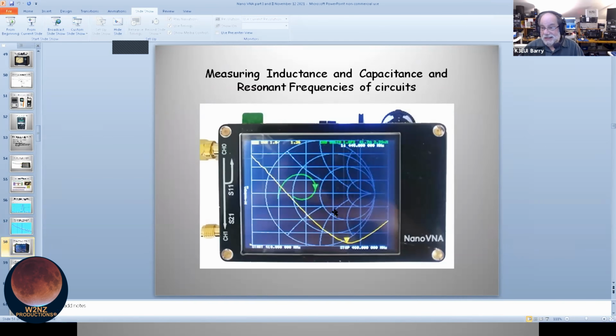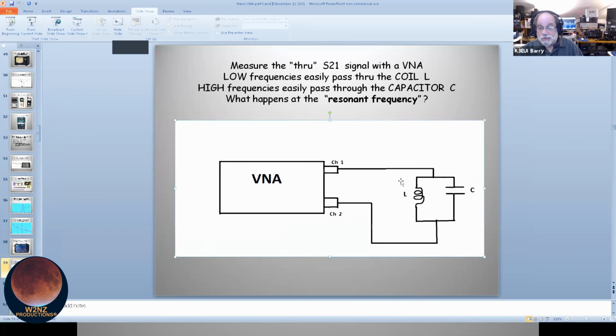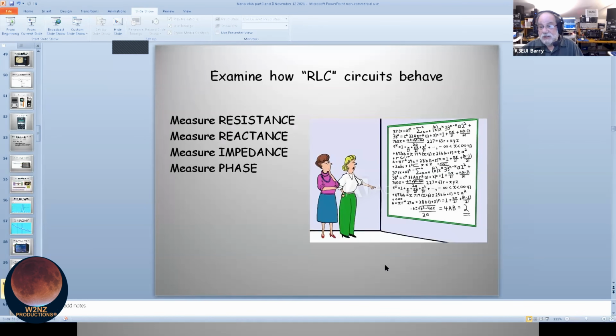It can measure other things as well: inductance, capacitance, resonant frequency. So what it can do is measure a signal that comes out, goes through some test circuit. I'm going to just say inductor and capacitor. What comes through, I can measure in channel 2. What should come through? Well, this is a circuit. Some frequencies are going to get blocked. Why? Well, because capacitors and inductors behave in opposite ways. High frequencies like to easily get through capacitors. Low frequencies can get through coils. So it can measure things called resistance, reactance, impedance, and phase, and it does it very well for $50.